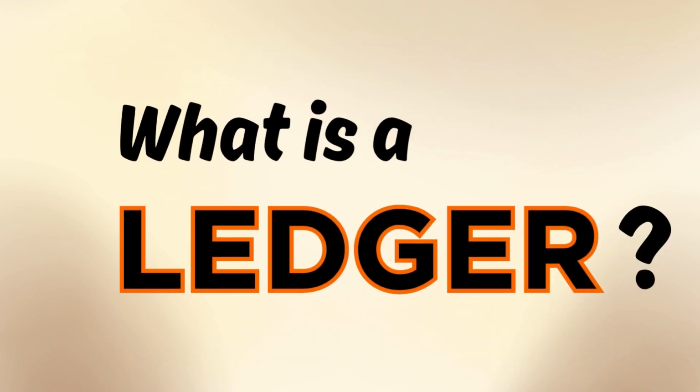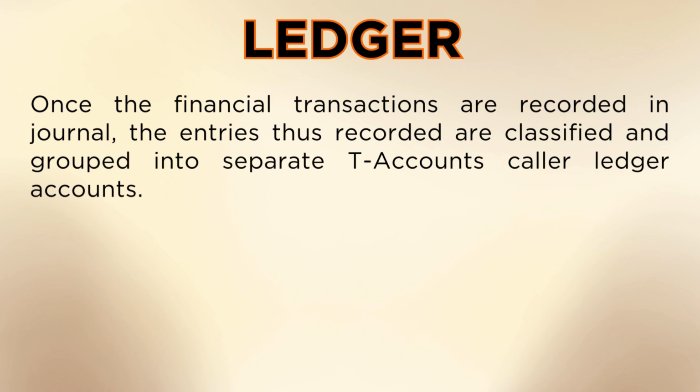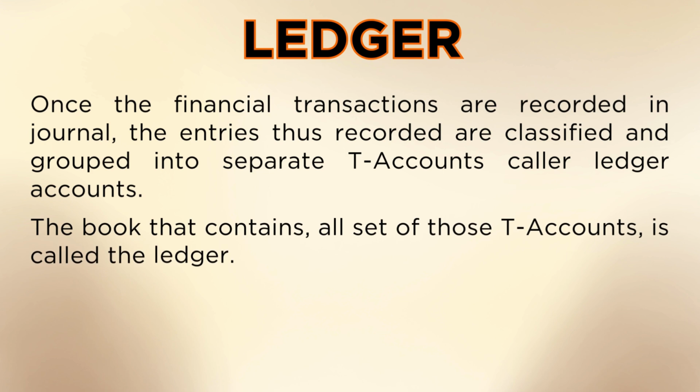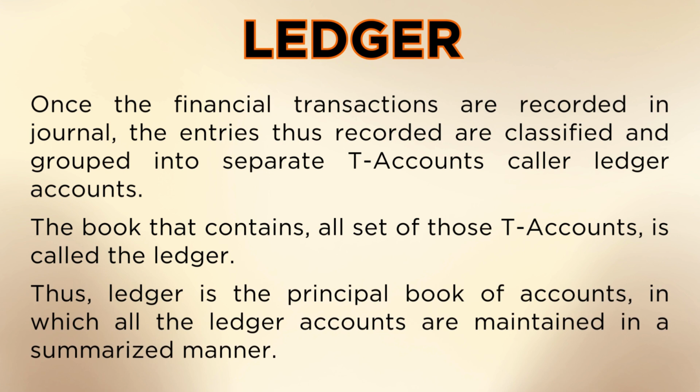Let's start with the basic question. What is a ledger? Once the financial transactions are recorded in journal, the entries thus recorded are classified and grouped into separate T accounts called ledger accounts. The book that contains all set of those T accounts is called the ledger. Thus, ledger is the principal book of accounts in which all the ledger accounts are maintained in a summarized manner.